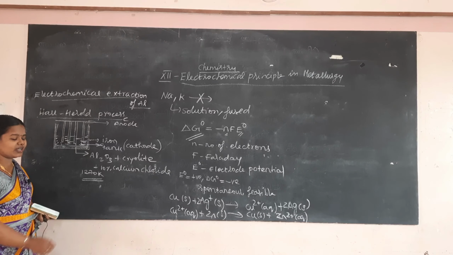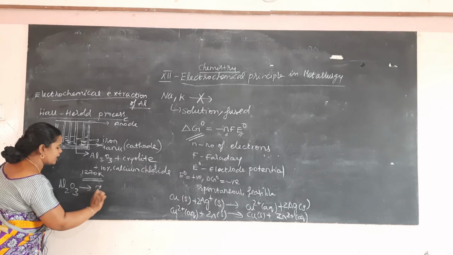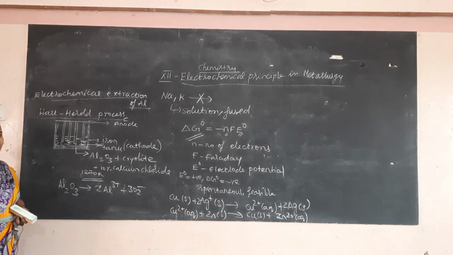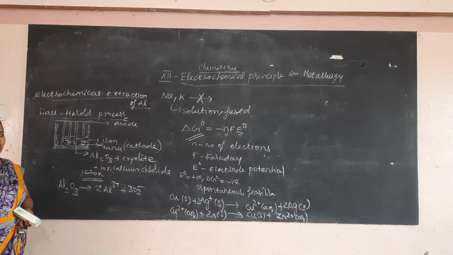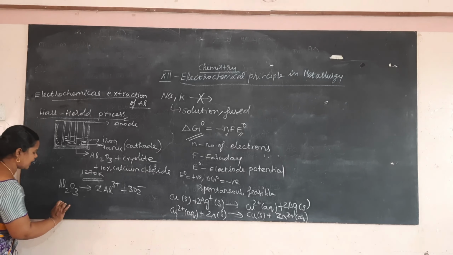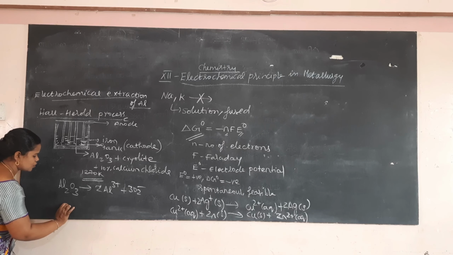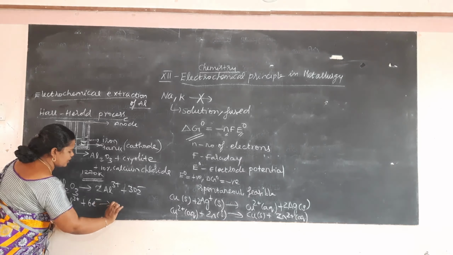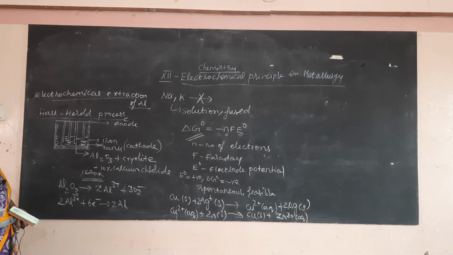So here ionization takes place. How does alumina ionize? Al2O3 ionizes to give 2Al3+ plus 3O2-. So what happens at the cathode and at the anode? At the cathode, I told you, anodic oxidation, cathodic reduction. So at the cathode, 2Al3+ plus 6 electrons gives 2Al.